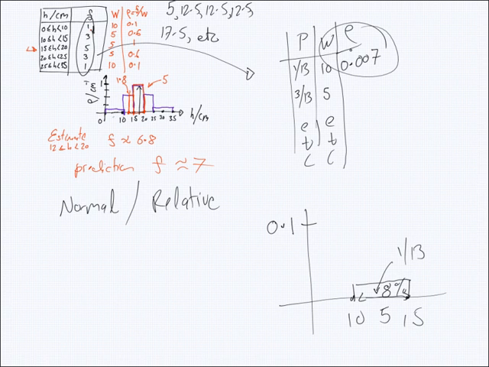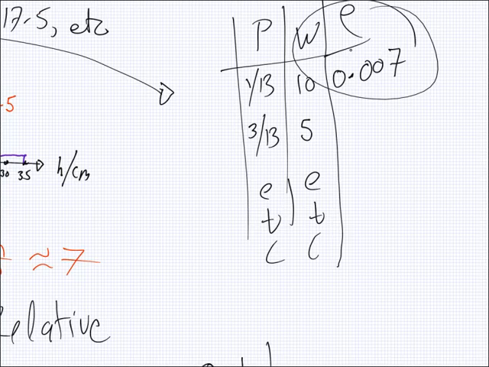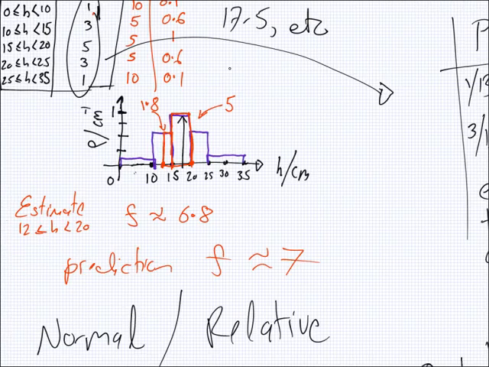I have a question. From where did you get the 1.8 when the estimate is between 12 and 20? Oh, that's the area of the little rectangle on the left. This distance was 3, and this height was, sorry, the height was 0.6. So it was 3 times 0.6, which is 1.8.